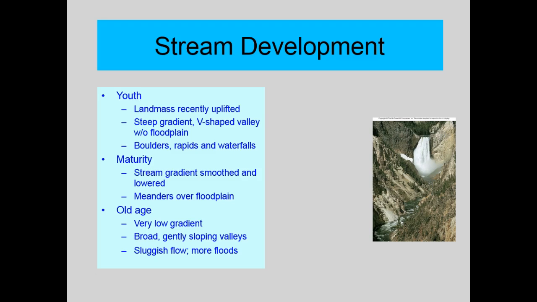Here it is again. What should this be? Youth, maturity, or old age? This is youthful. Look at these valleys. Shoot, straight down. That is a V-shaped valley. That's the youthful landscape. Waterfalls. You don't find waterfalls in these. This is, see how jagged and cut this is. This is very young. Only a few thousand years old, probably.